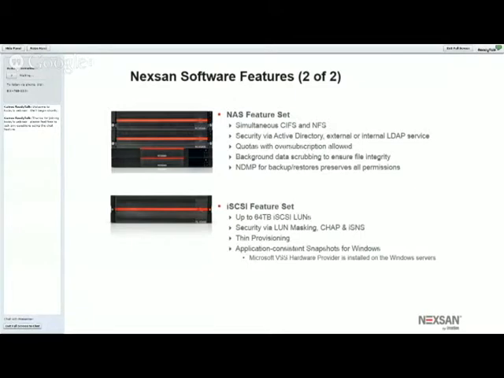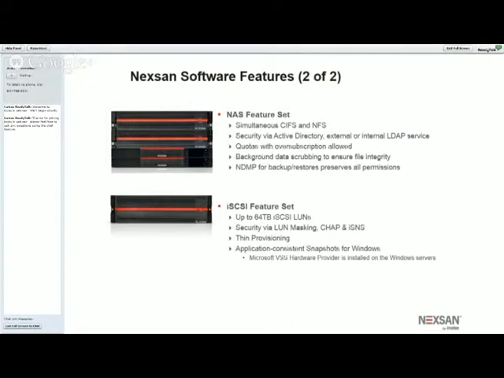We support Active Directory and LDAP, as well as we have an internal security system if you don't use them. I mentioned oversubscription. So in a NAS world, we use quota management and oversubscription. Background data scrubbing goes on in both systems. I'm not quite sure why it's only in my one NAS feature set, but both the E-Series as well as the NSD 5000 and 6000 will provide for data scrubbing throughout the life of the system. It's built into the system.